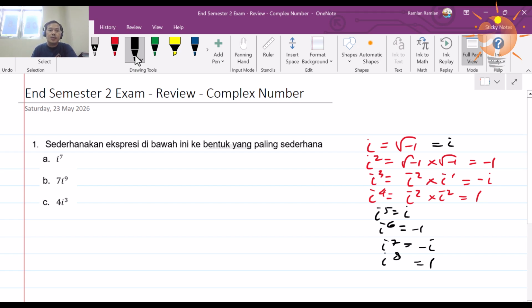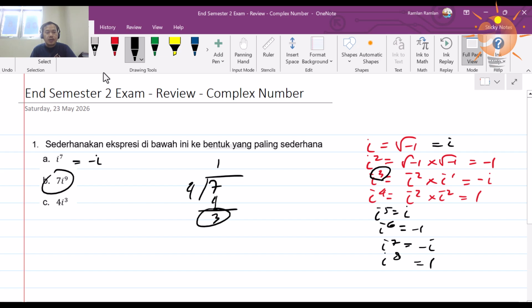Let me give you an example. Here we have the first question, a is i to the power of 7. So this is actually negative i. I can do it like this: if I do the long division, 7 divided by 4 is 1, and you get 4, and then you get 3. So this is the remainder. Can you see that this number is smaller than 4? You see the power here, 3, that'll be just negative i.